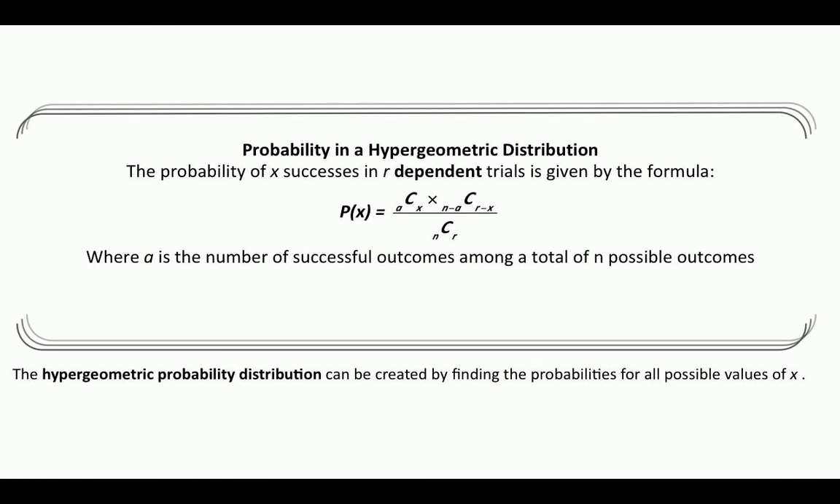So here it is. The probability of X successes in R dependent trials is given here. The probability of X is equal to A choose X times N minus A choose R minus X, all divided by N choose R. Where A is the number of successful outcomes among a total of N possible outcomes.